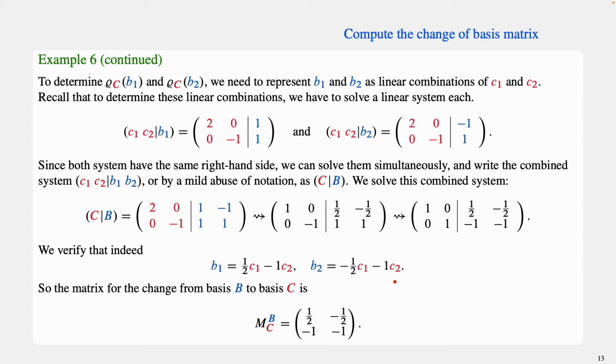So now the change of basis matrix from basis B to basis C is just what appears on the right-hand side here, because for both B1 and B2, we have the coefficients for the linear combinations here. So once we're done solving this combined system of equations, we can just read off the change of basis matrix here. So M_BC is the matrix with columns (1/2, -1) and (-1/2, -1).